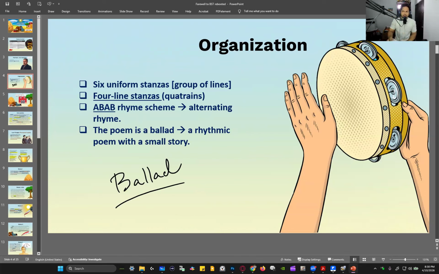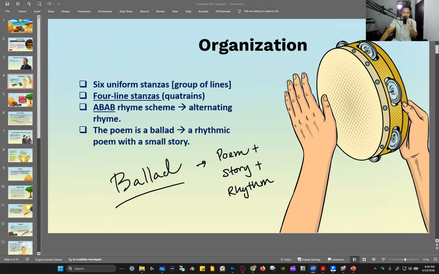What is a ballad? A ballad is a narrative poem. There is a poem plus a story plus a rhythm. A ballad is a poem, plus there must be a story and there must be a rhythm. It must be rhythmic.